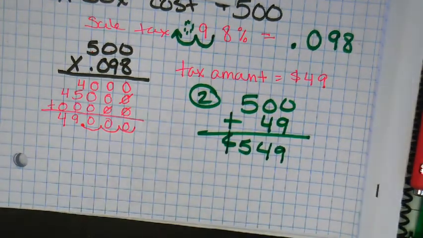Now, to stop you from making mistakes, when you multiply, this answer will be smaller than your price. Okay? So if you get a big number, ask yourself, wait, that doesn't make sense. My tax amount should be smaller than my price. A lot smaller. If you're getting a big number, that probably means your decimal's in the wrong spot.